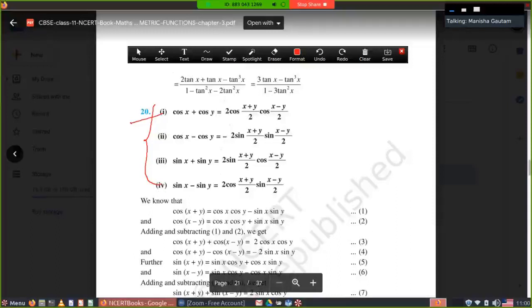Here, to eliminate this minus sign, you can put x minus y as y minus x. Sometimes the formula can be used like this: 2 sin x plus y upon 2 sin y minus x upon 2. Now sin x plus sin y: first is sin, second is cos. And if it is sin x minus sin y, then first is cos, second is sin. Try to learn these. Now come to the next identity number 21.